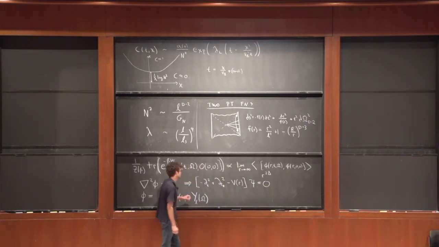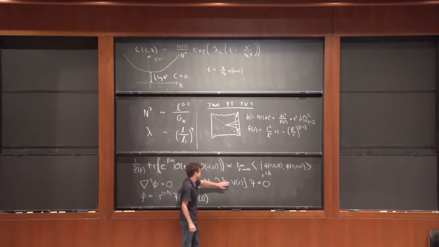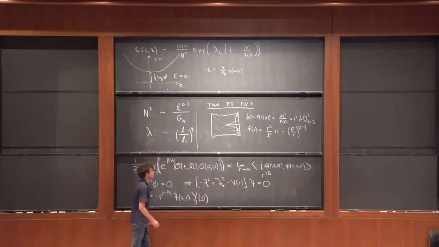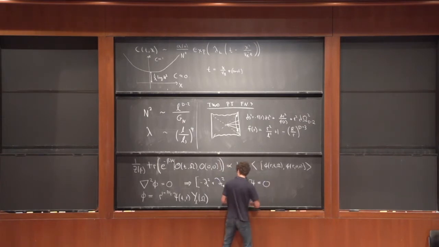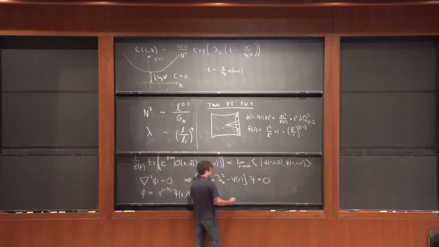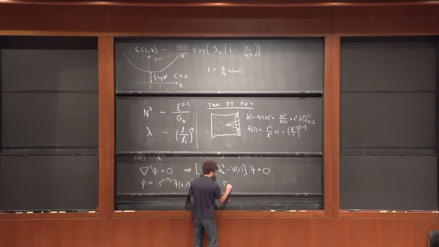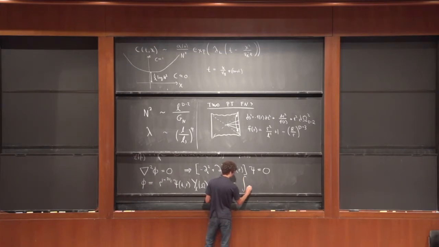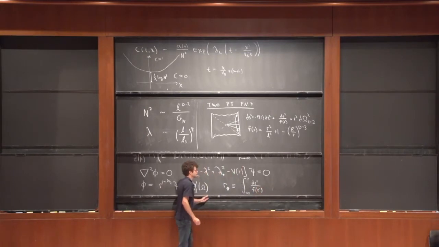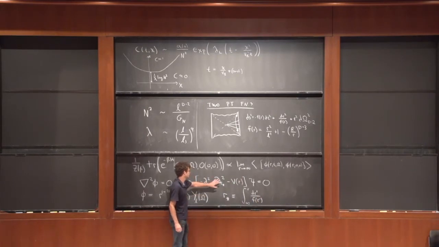It looks like an ordinary flat space wave equation with a potential, where this coordinate r star is called a tortoise coordinate. And it's defined as the integral. Okay, and the point of defining r star is just that in terms of this variable, we have a simpler differential equation. It's a differential operator in space.